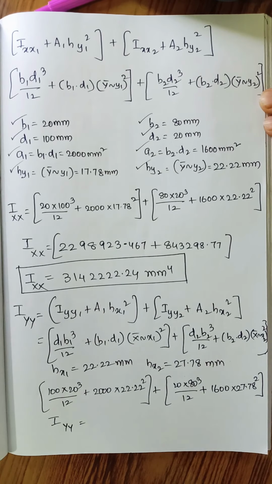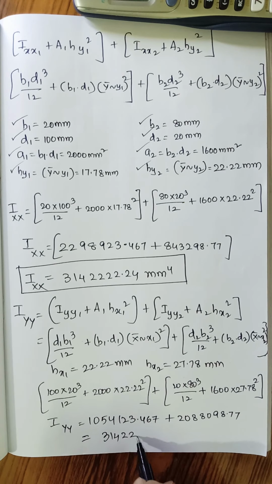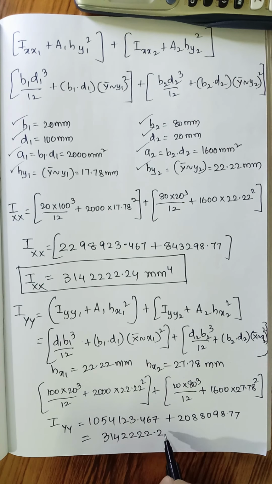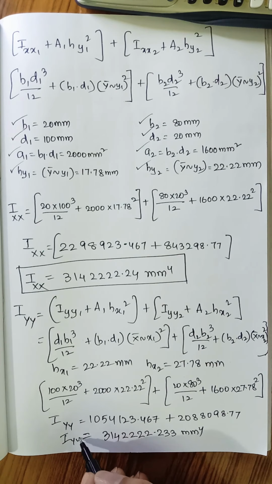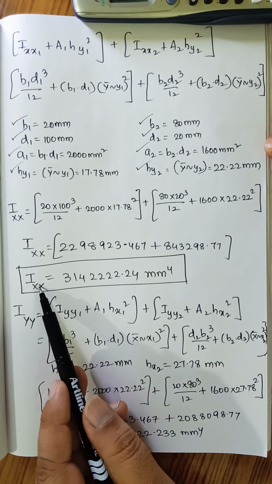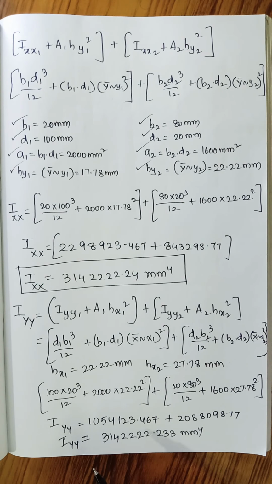After substitution and calculation, we'll get Iyy. In total, we will get 3142222.233 millimeter to the power 4. So as you can see here, we are getting the moment of inertia with respect to the centroidal x-axis as well as the centroidal y-axis as the same. That is just because both the sections are symmetric about a particular axis.